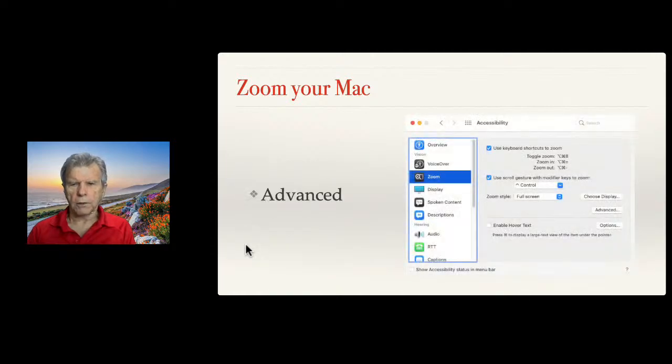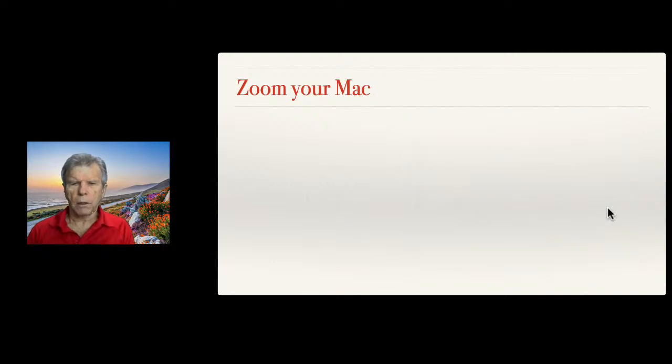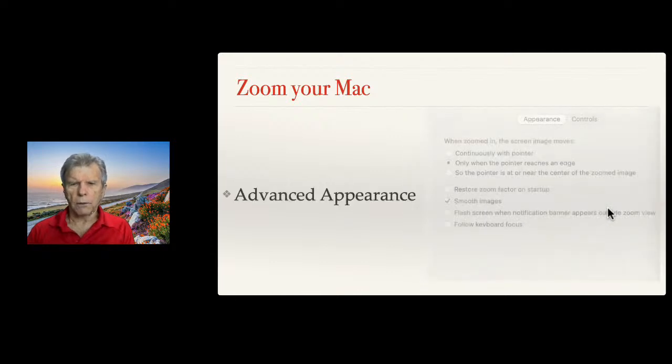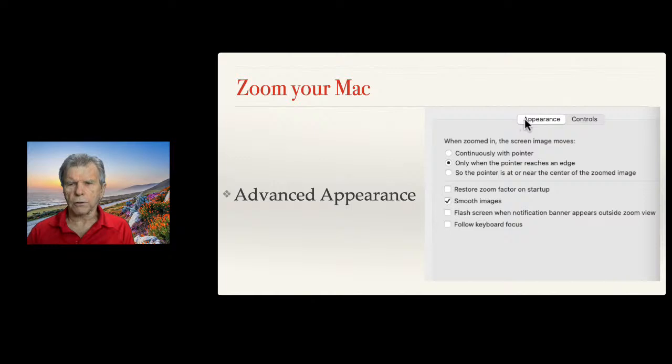So just to look at some of the advanced features here. There's an advanced button over here on the right below Choose Display. And you have two choices here, Appearance and Controls. So we're looking at Appearance again. The Smooth Images is very important to make sure that checkbox is checked. And you have these other functions in here.